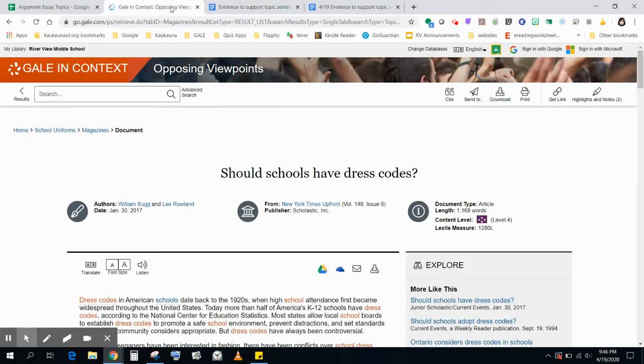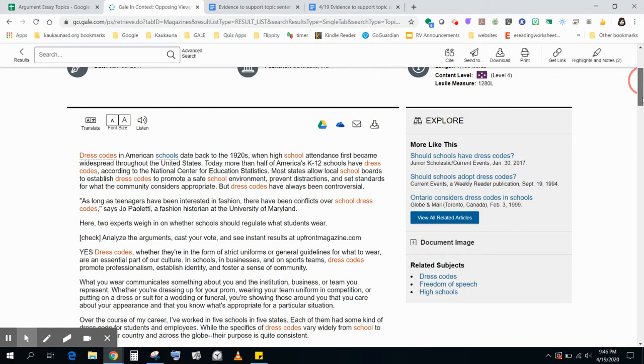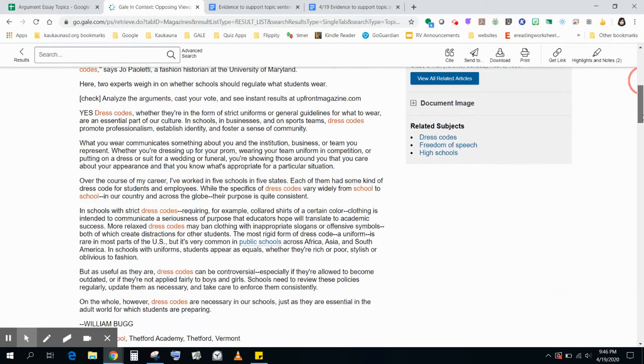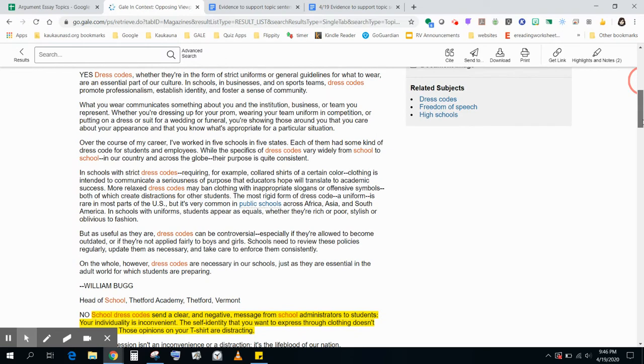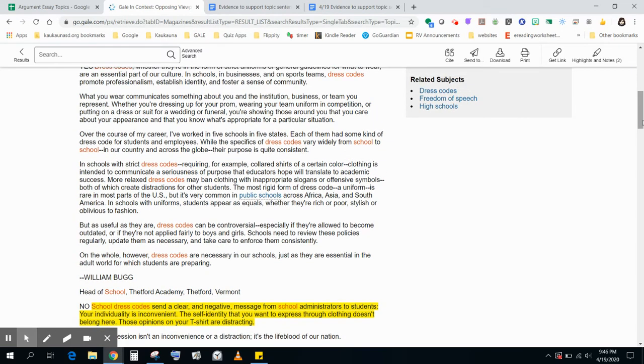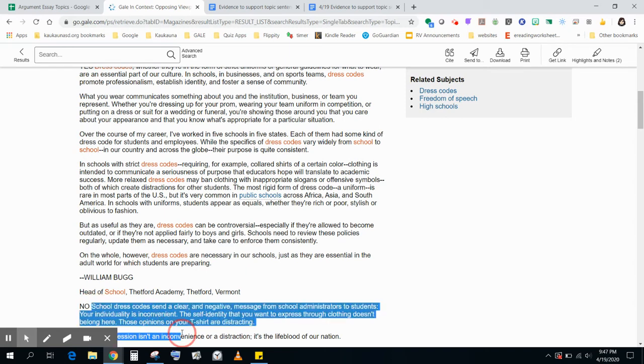This article is titled, Should Schools Have Dress Codes? As I look through this article, I did stumble across some examples that tell us that it is problematic in regards to students' creativity to have dress codes or uniforms. And so here we have the statement, "No, school dress codes send a clear and negative message from school administrators to students. Your individuality is inconvenient. The self-identity that you want to express through clothing doesn't belong here. Those opinions on your t-shirt are distracting." So this statement right here does support that it infringes on an individual's creativity.